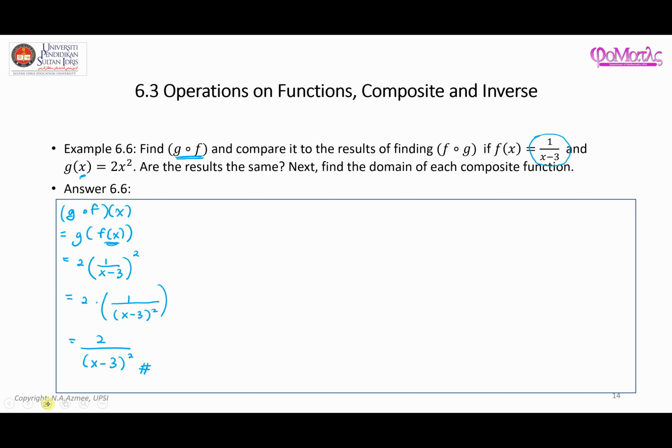Now how about f of g? f compose g of x. So now we're going to look at f compose g of x. This is f, and this is g(x), which is saying that I have to substitute g(x). So this is my g(x). I have to substitute that into x in function f. So that would be 1 over, where x here will be substituted with g(x), so that will be 2x squared minus 3.